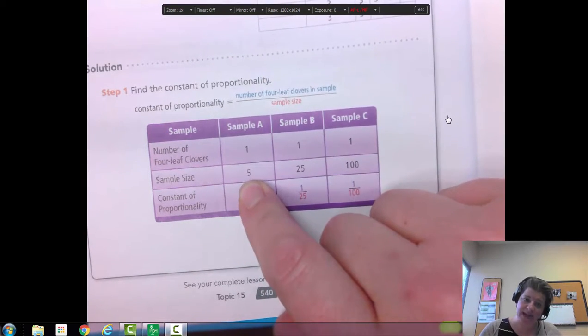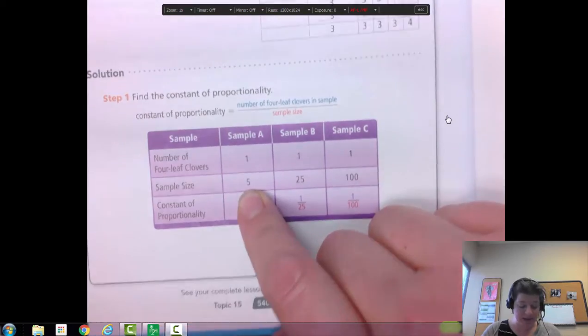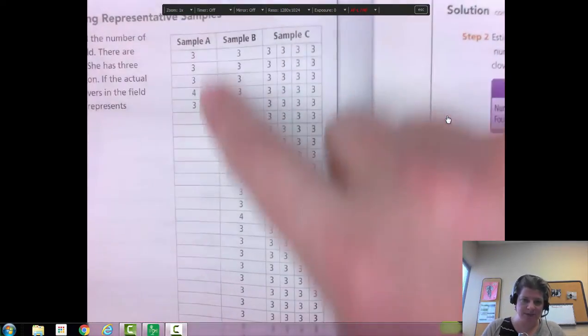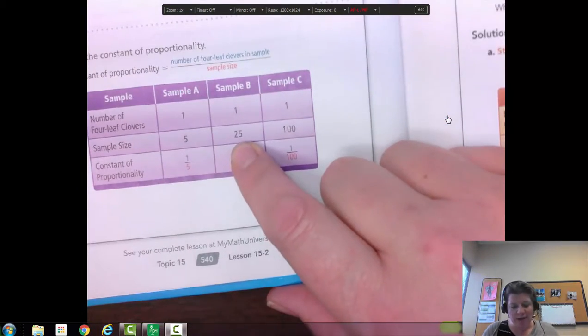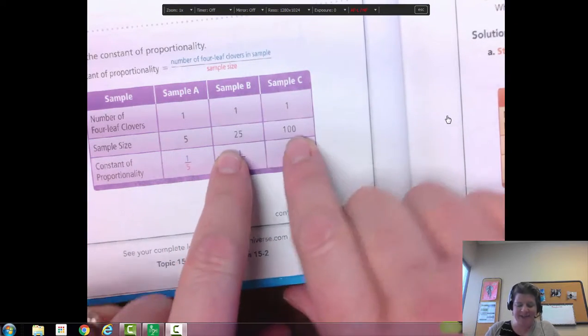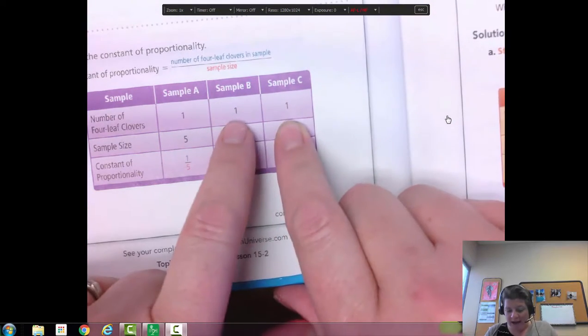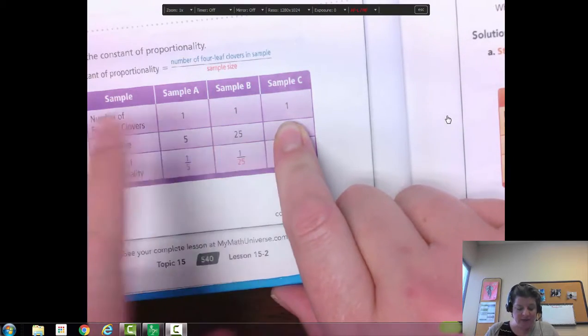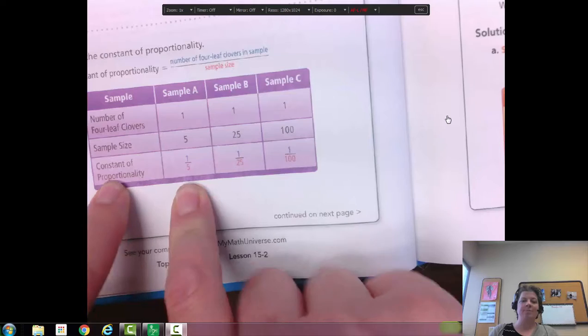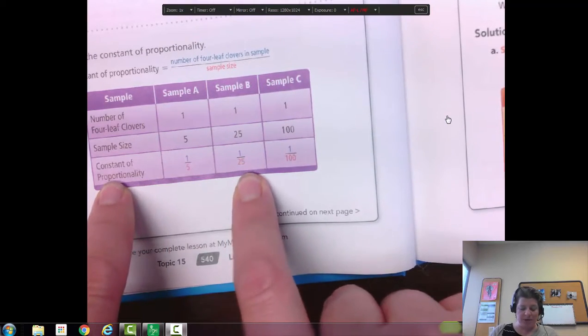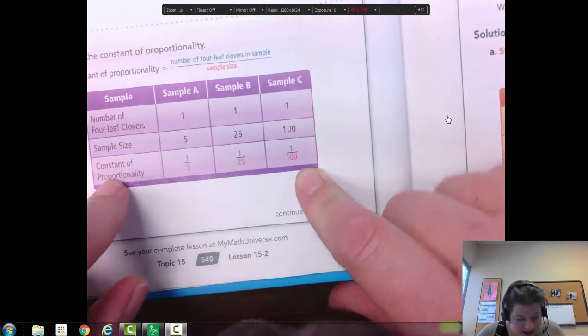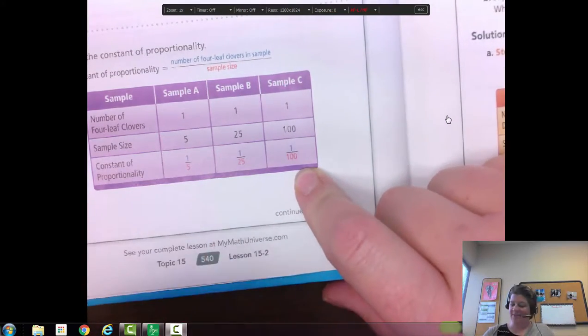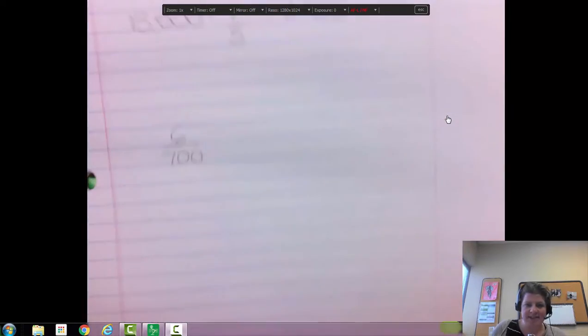The bigger your sample size, the more accurate your data is typically going to be. So B has a bunch. C even has more. So let's just look at the numbers. There are actually 25 in B, and there are 100 in C, and there's only 1 four-leaf clover in all of the above. So this first sample's constant of proportionality is 1/5. The second one's 1/25th, and the third one is 1/100th. So they say there are 6 four-leaf clovers out of 700 total.